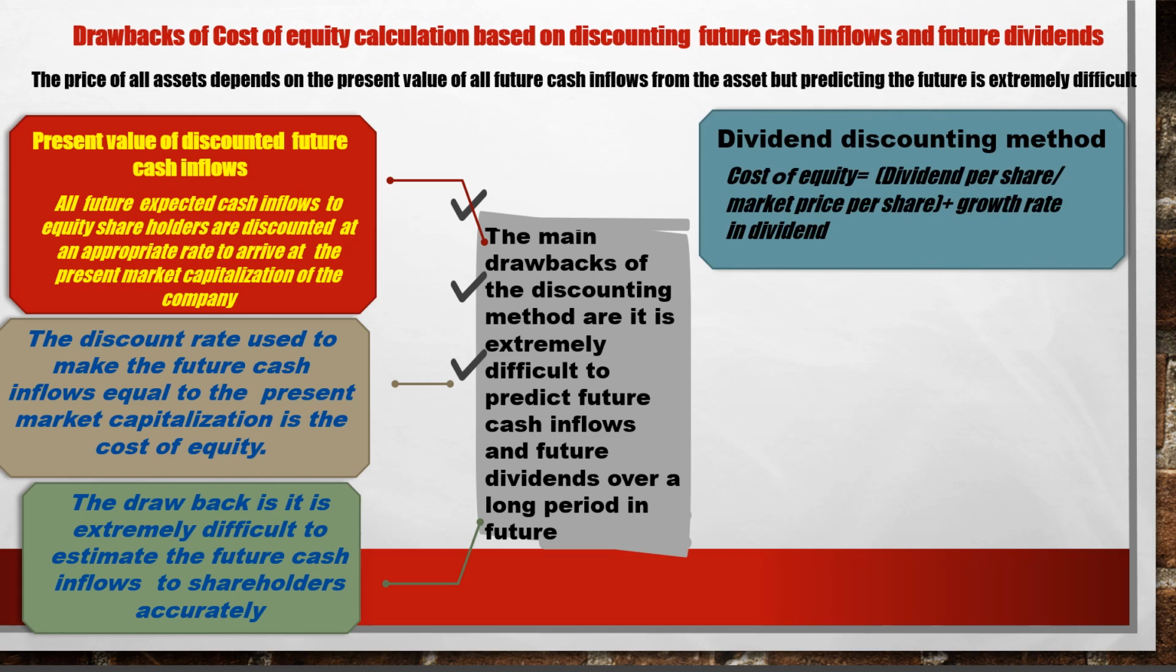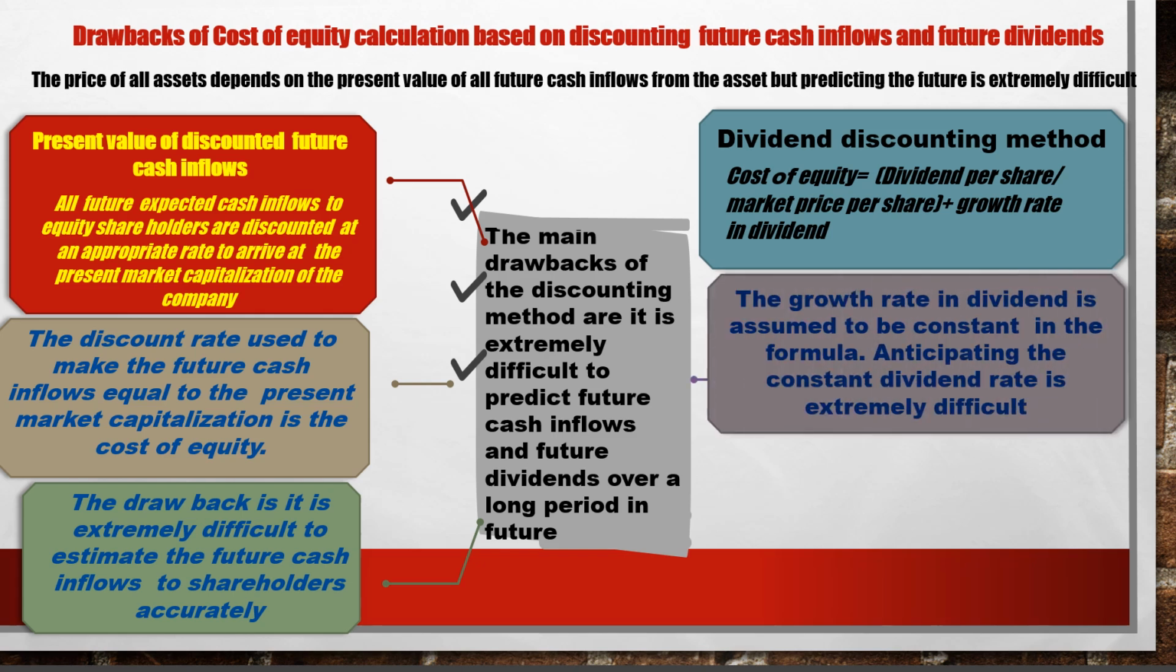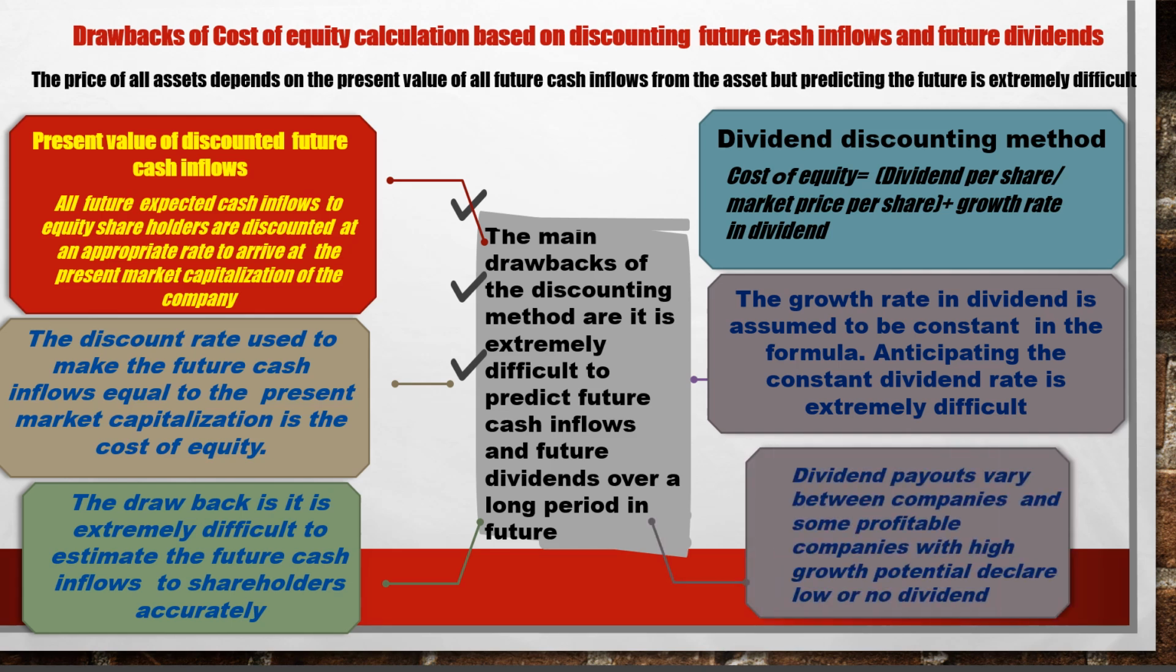The dividend discounting method. Cost of equity equals dividend per share divided by market price per share, plus the growth rate in dividend. The growth rate in dividend is assumed to be constant in the formula. Anticipating the constant dividend growth rate is extremely difficult. Dividend payouts vary between companies, and some profitable companies with high growth potential declare low or no dividends. So dividends from equally profitable companies vary. So it is not very prudent to value a company based on dividends only.